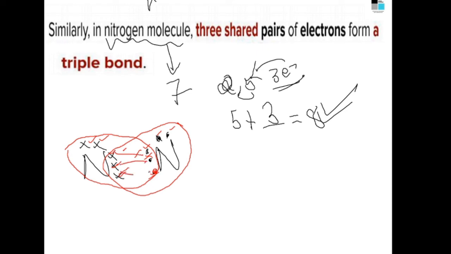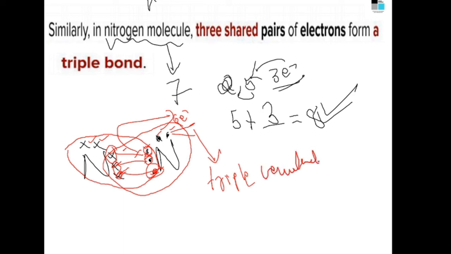1, 2, 3. And the total number of electrons being shared here is 1, 2, 3, 4, 5, 6. So whenever 6 electrons are being shared, we call it a triple covalent bond. 4 electrons, double covalent bond, and 2 electrons, single covalent bond. So nitrogen has a triple covalent bond. Now let us solve one last question, that is to draw the electron dot structure of the ammonia molecule.